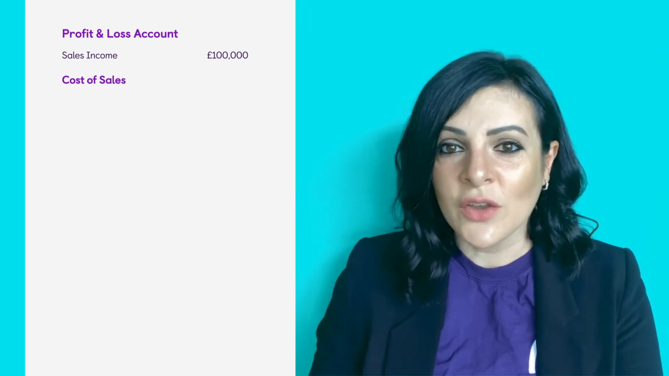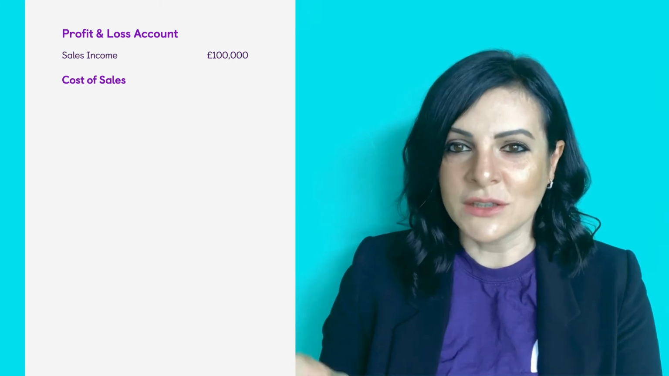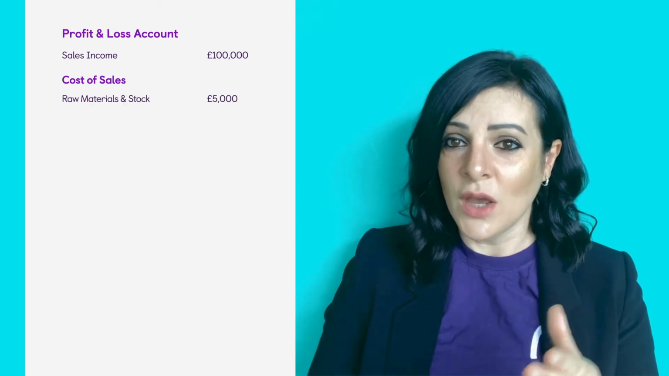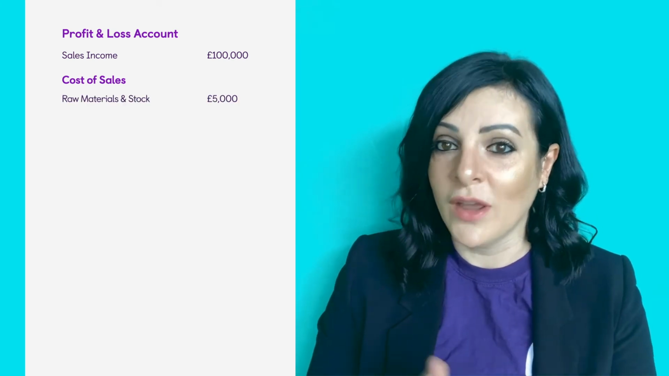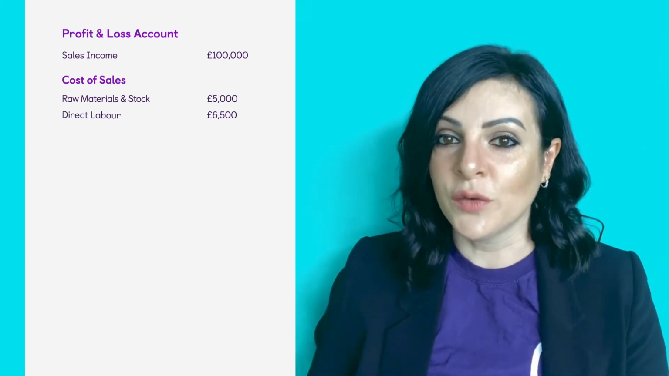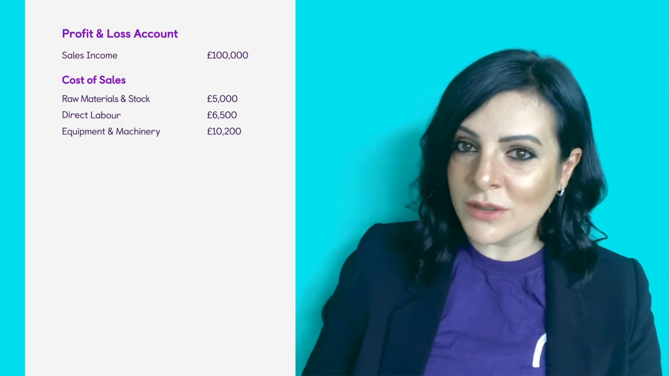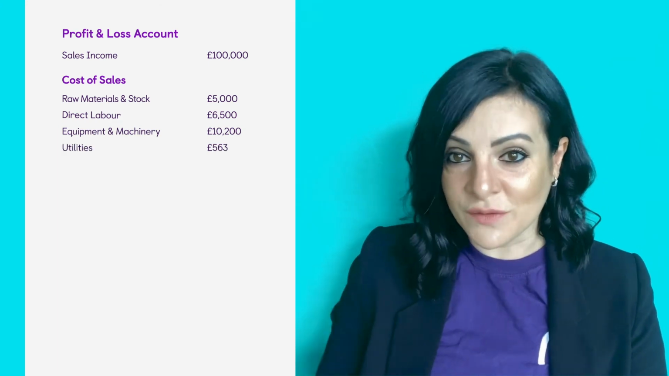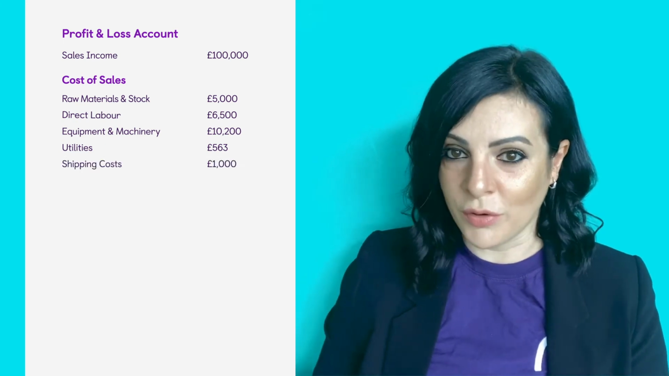So in other words, cost of goods sold are the costs that are directly tied to production, which, if we look at the example of, say, a chair manufacturer, which is quite a nice, easy example, can include all the following things. So things like direct materials, raw materials, stock, direct labour for wages or production workers, costs for equipment and machinery used during production, utilities such as heat and electricity for the production factory, and shipping costs for the product.